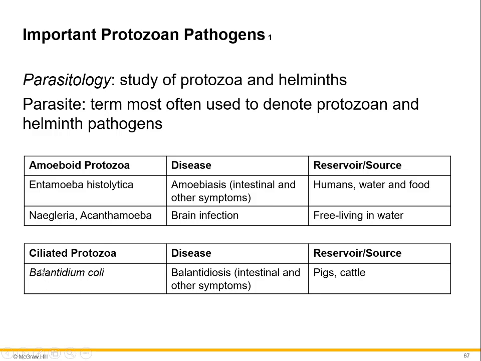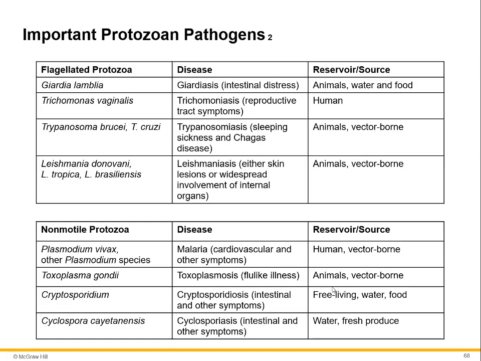Balantidium coli, that's one of the rare ciliophorans that cause disease, and that's more in pig and cattle that we can get them from as well. Then flagellated ones, these are ones that we actually looked at, except for the leishmania, but we'll talk about leishmania in a disease section. Giardia lamblia is found in water, and it causes a pretty bad diarrhea. Trichomonas vaginalis is in humans, and it causes reproductive tract symptoms. So it's a sexually transmitted infection, which is pretty rare. You don't see a lot of parasites that cause disease that are sexually transmitted. Usually it's food or water.